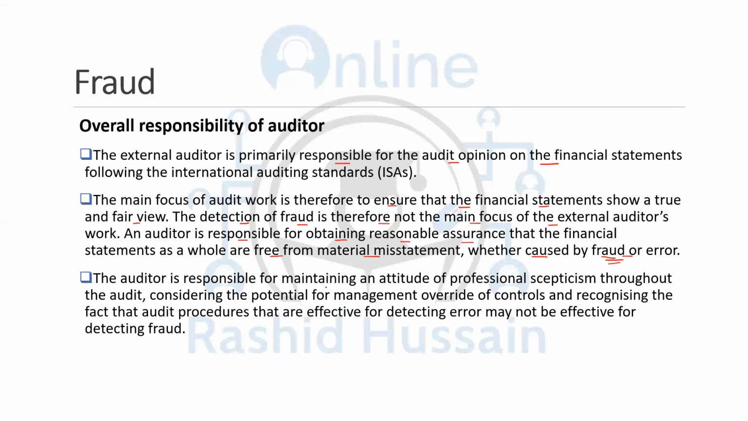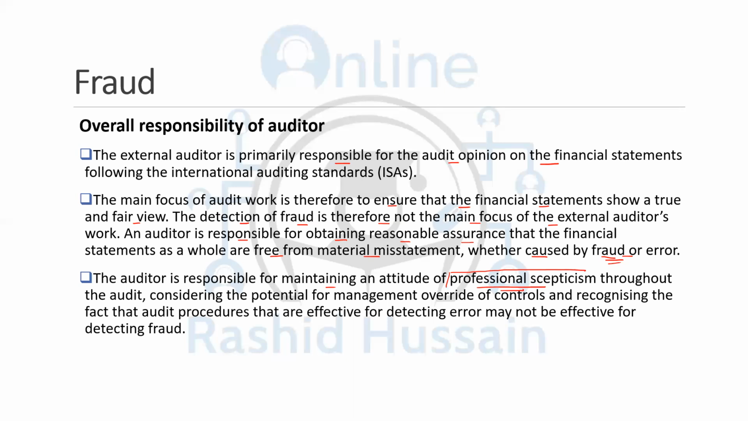But the auditor should maintain an attitude of professional skepticism. That means the auditor should remain alert regarding two things. The first thing the auditor should bear in mind is that the management can, or you can say management may, override the controls. It is a possibility that the management could override the controls.